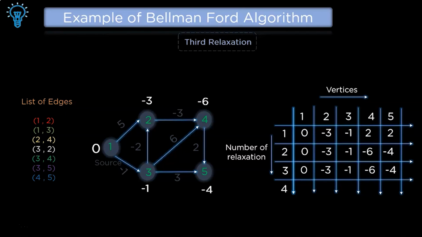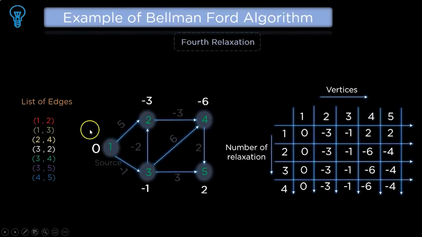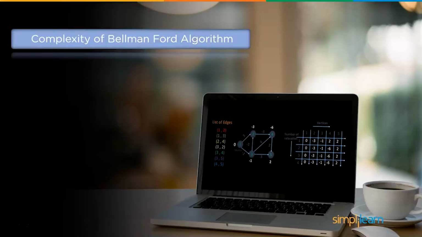As we can see, we got the exact minimum cost for the third relaxation as we did for the second, which means we will get the actual minimum cost for the fourth time of relaxation. And now we have calculated the minimum cost of all the edges. Following that, we will examine the complexity of Bellman-Ford's algorithm.